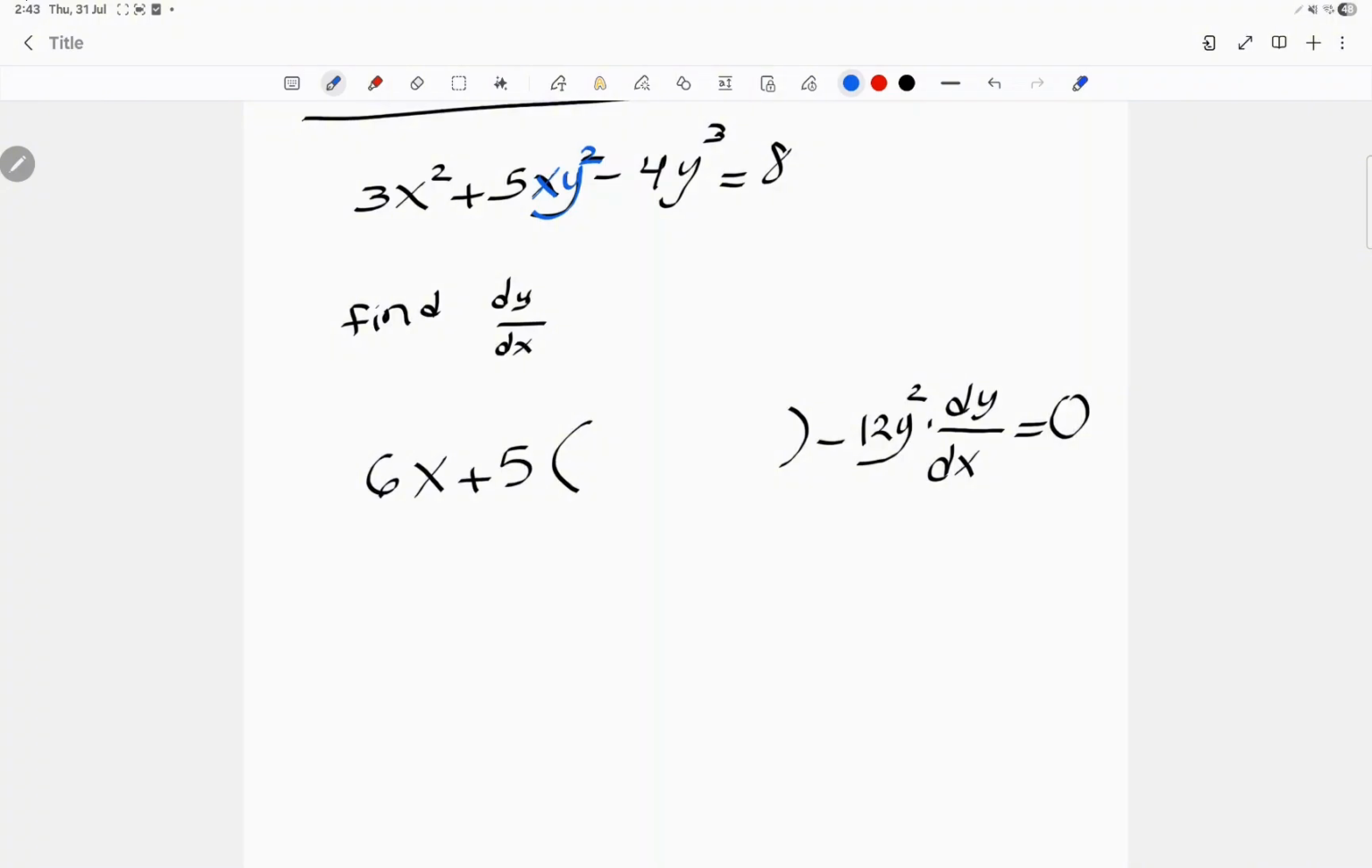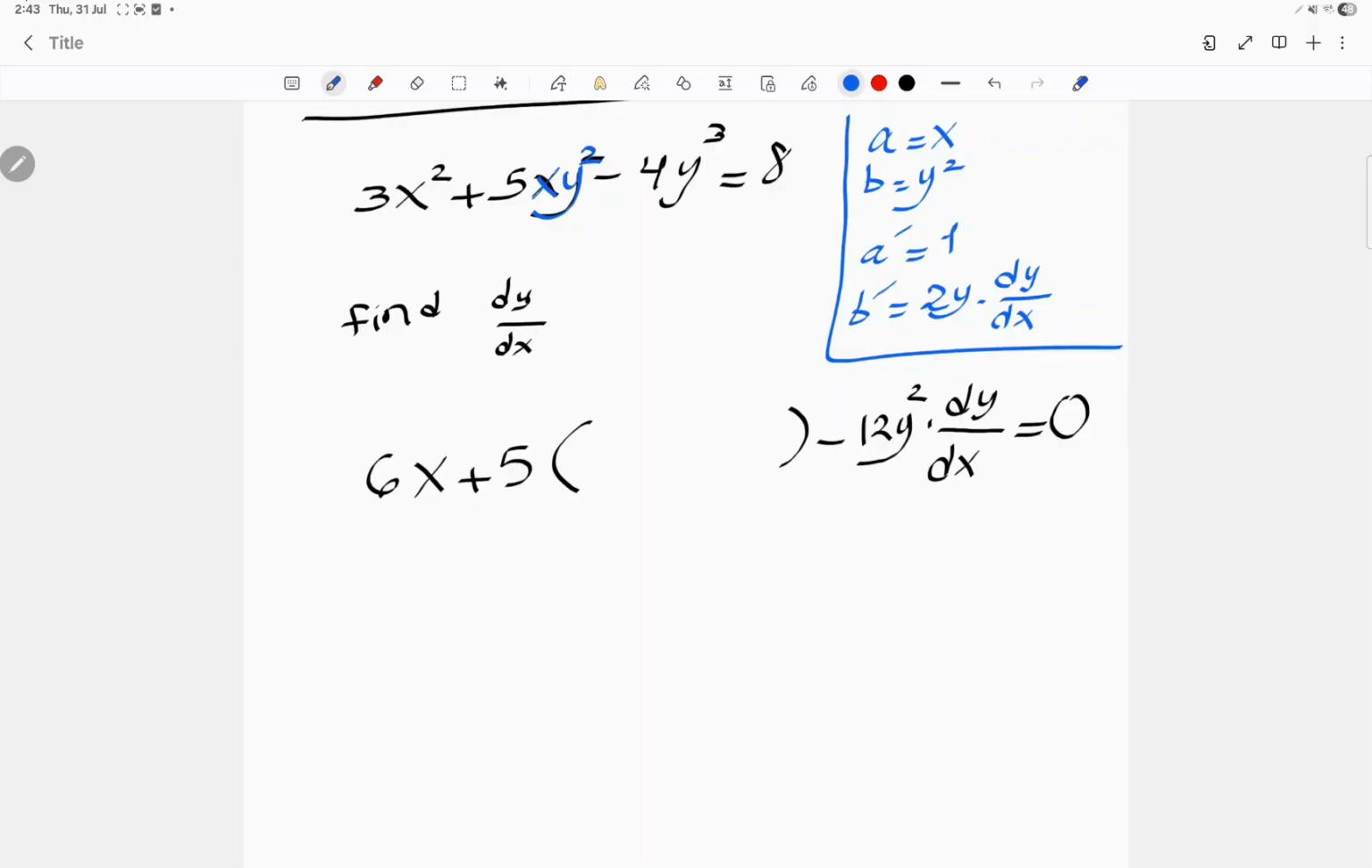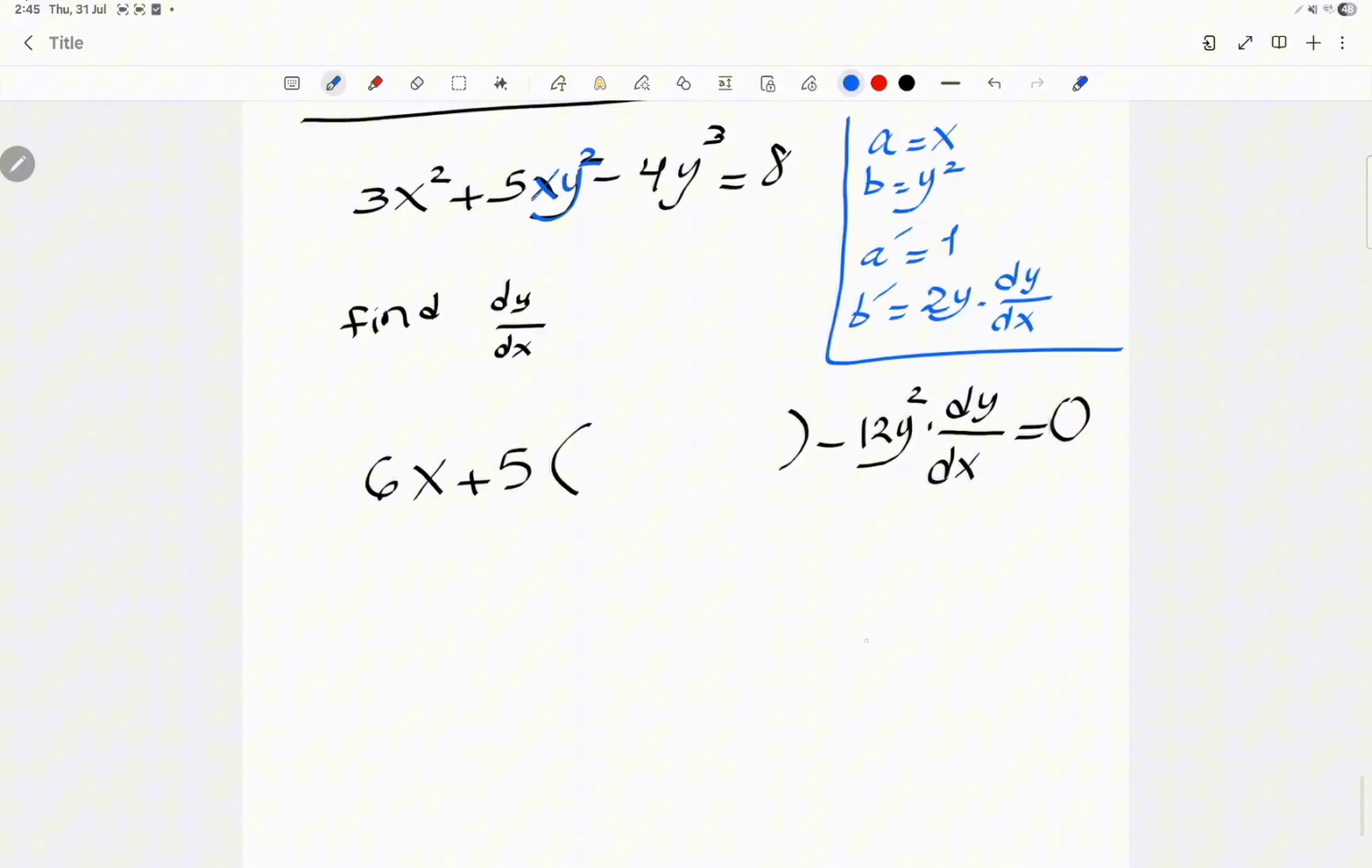So the a part is the x, the b part is the y squared. The a prime is the 1. What's the b prime? 2y times dy over dx. So what's the product rule? A times b prime plus a prime times b. So a times b prime plus a prime times b.